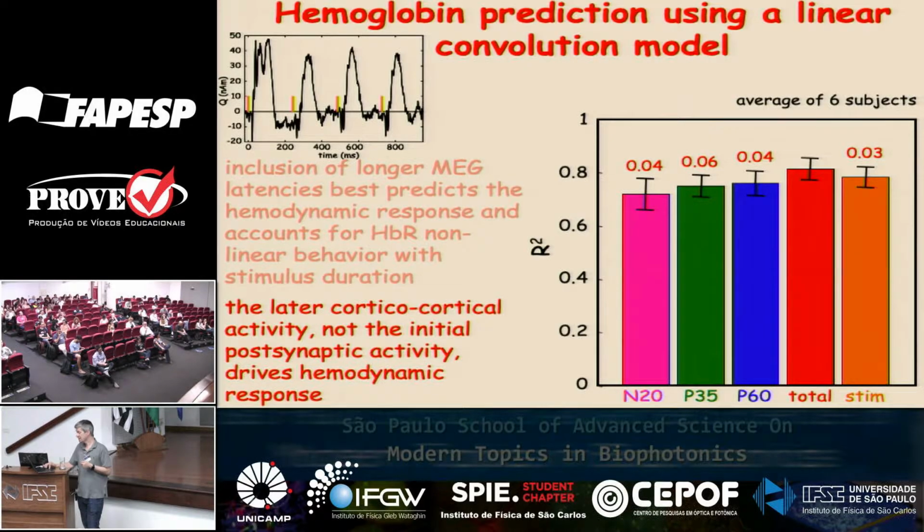And the other thing that came out of this is that we really needed those later neural responses to predict the hemodynamic response, right? So let me just explain that a little bit. The early neural responses are the thalamic inputs into the cortex.